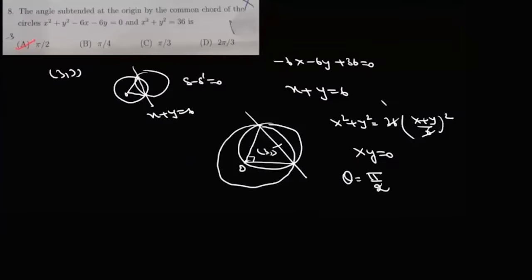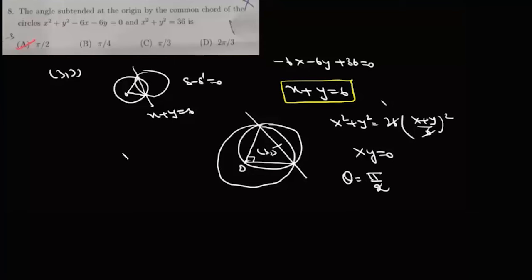Now in question number 8, we are given two circles and we need to find the angle subtended by their common chord at the origin. First we need to find the common chord. The common chord is basically the radical axis, which is given by S1 minus S2 equals 0. So we'll subtract one equation from the other, and if we do that, we'll get the equation of this common chord as x plus y equals 6.